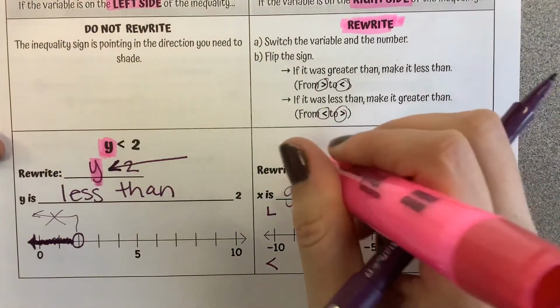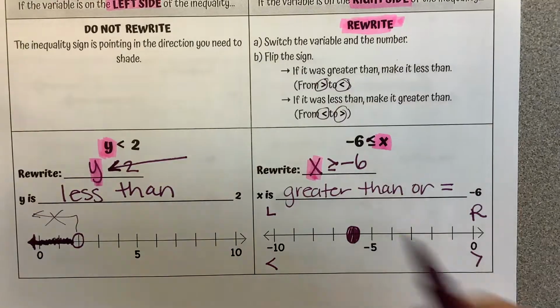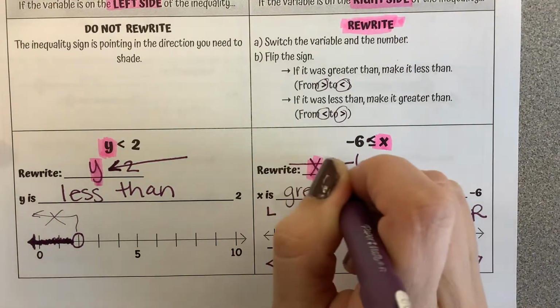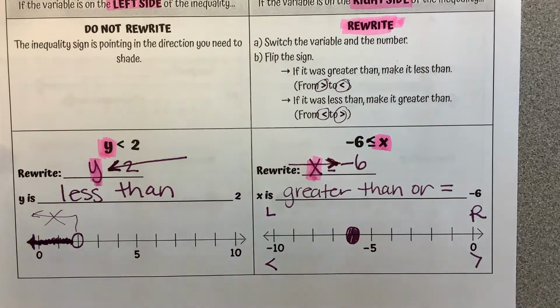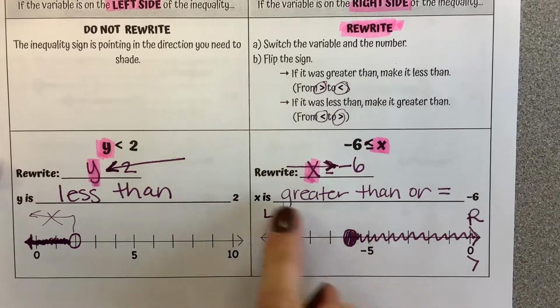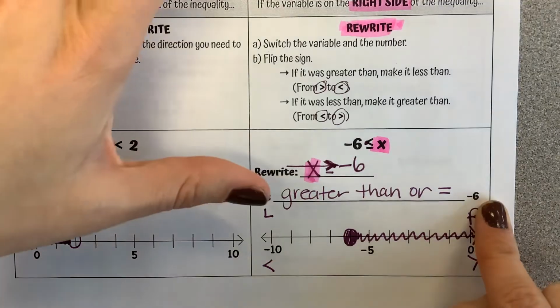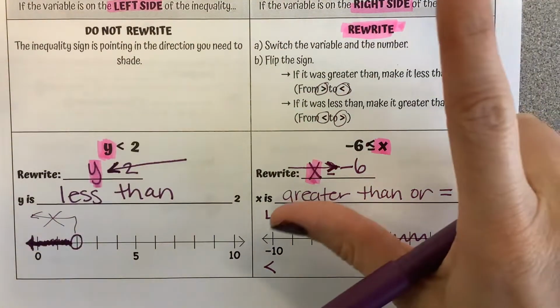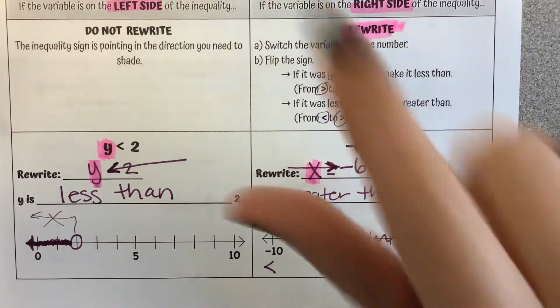Now that my variable is on the left side, this inequality symbol points in the direction I need to shade, which is to the right, which makes sense. Greater than is on the right. Left means less. Greater than means to the right, and that's the greater than symbol.